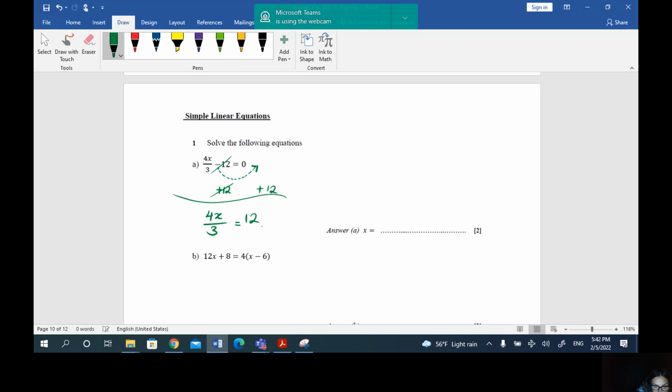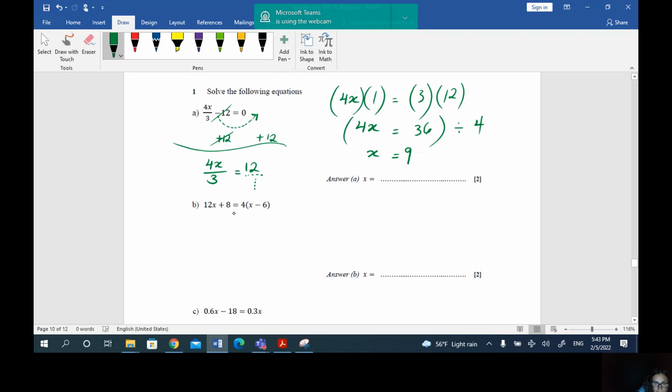Now, this is over 1, so we are going to cross multiply. So you will say 4x times 1 is equal to 3 times 12. 4x times 1 is 4x, is equal to 3 times 12, which is 36. Now we are going to divide all by 4. So x is 36 divided by 4. The answer will be 9.